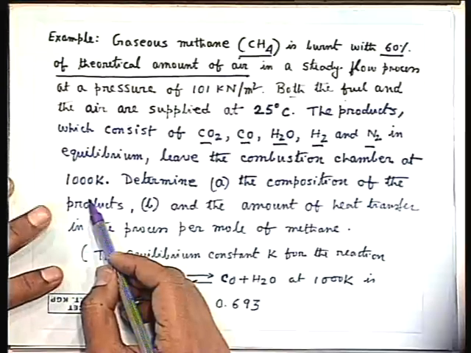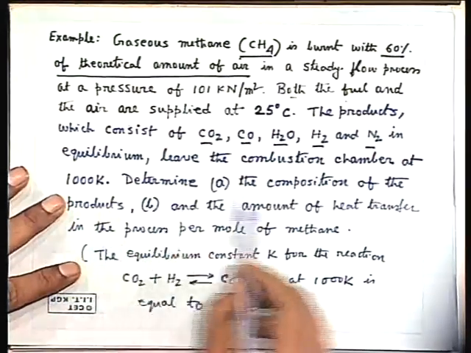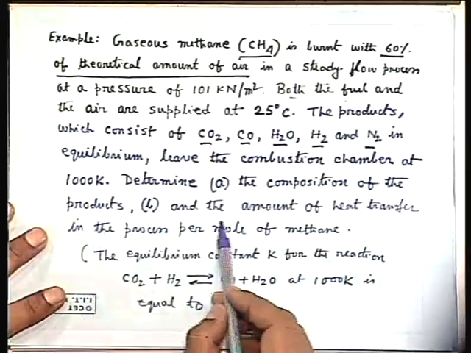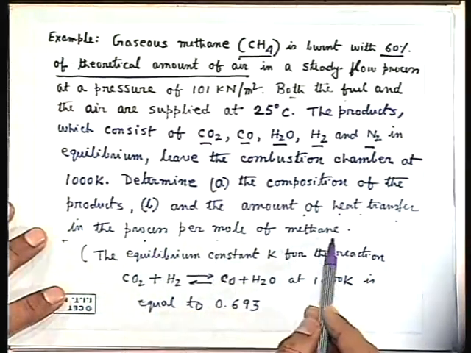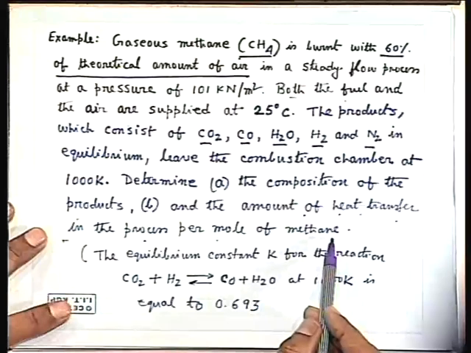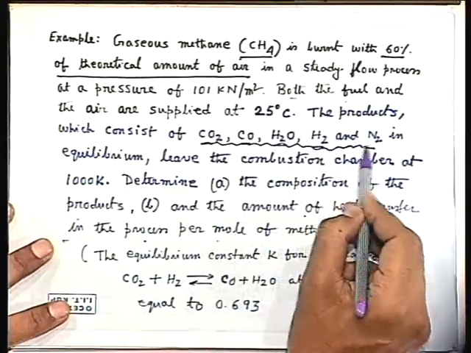Okay? That means they leave the combustion chamber at 1000 K. Determine the composition of the products and the amount of heat transfer in the process per mole of methane. That means per mole of methane we want to know what the products of combustion will be.